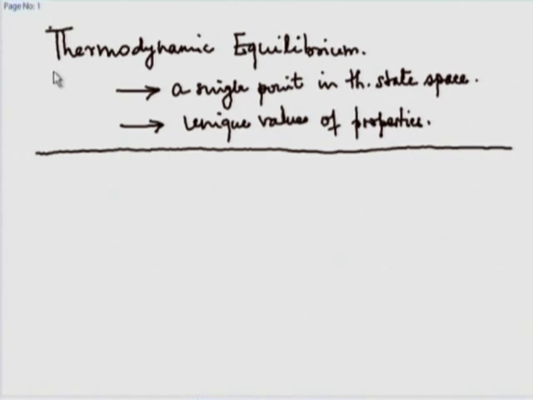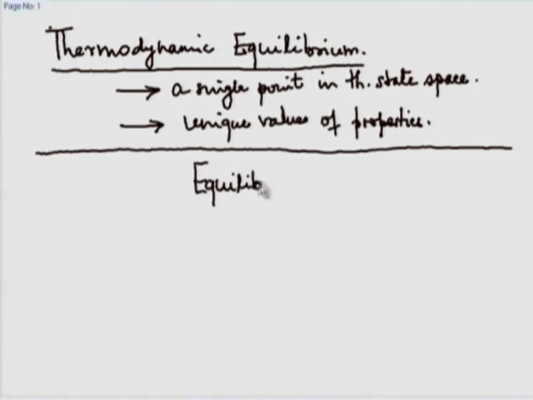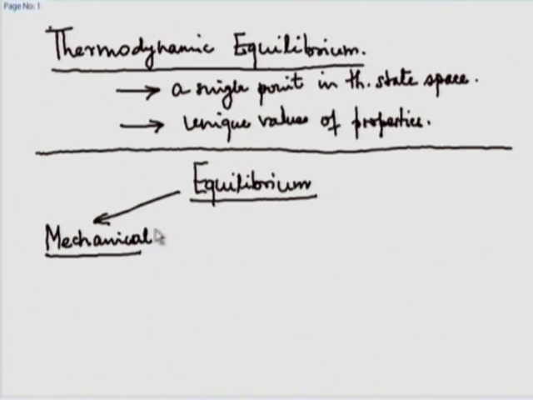We should note that the idea of thermodynamic equilibrium defined in thermodynamics is somewhat similar but also different from the idea of equilibrium in other branches of science. For example, in mechanics, there is a mechanical equilibrium. Mechanical equilibrium means that no net force is acting on a body, and if it is an extended body, not a particle, then no net moment is acting on that body. So, sigma F should be 0, and sigma M, if M represents moments, should also be 0.